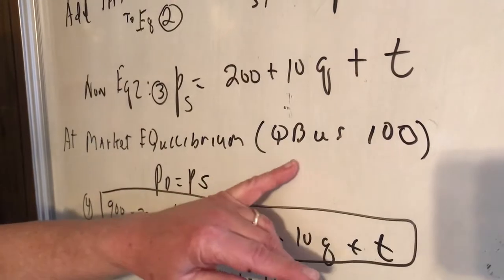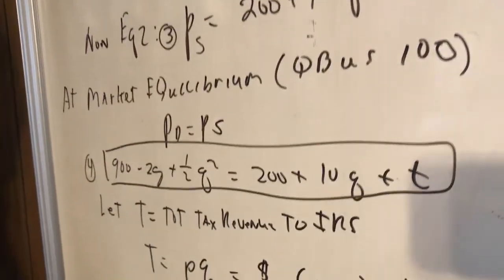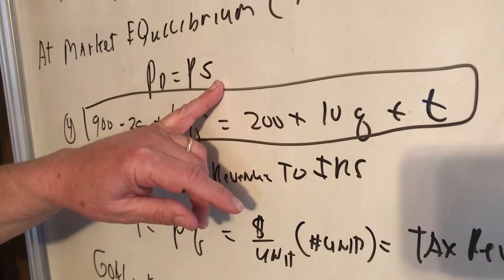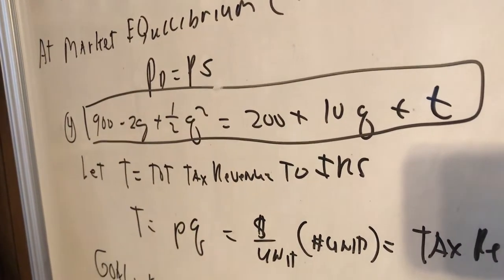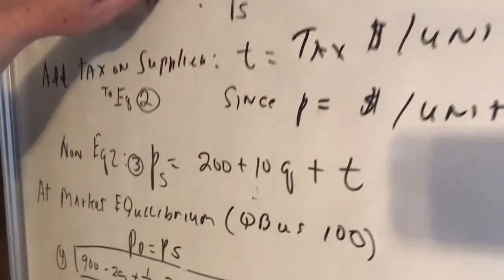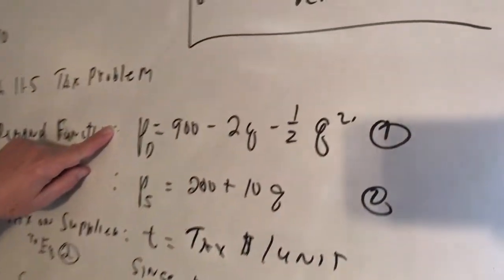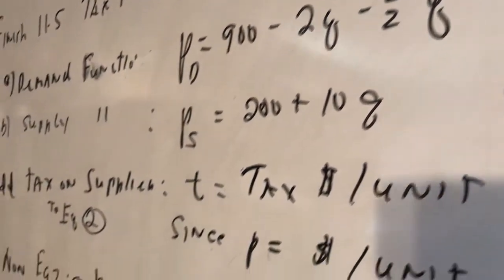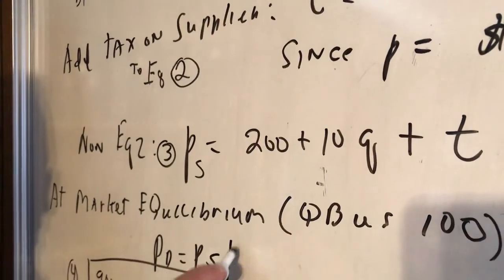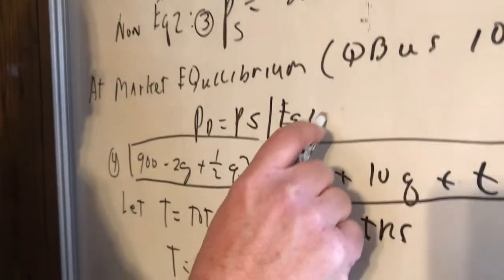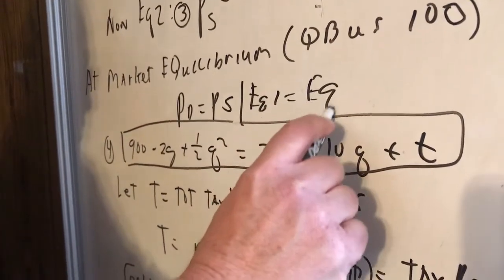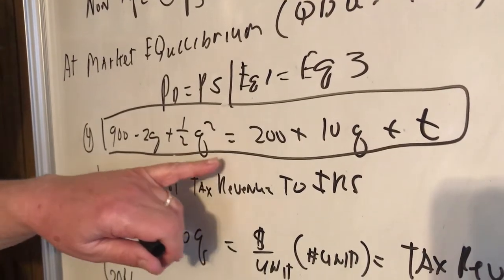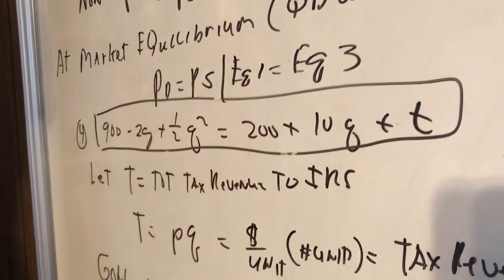Now, if you remember from QBUS-100 and market equilibrium, the price demanded equals the price of the supplier. That's when they equal each other. So let me take equation 2, equation 1, and make it equal to equation 3. So here I'm making equation 1 equal to equation 3. So you get 900 minus 2Q minus 1/2 Q squared equals 200 plus 10Q plus T.